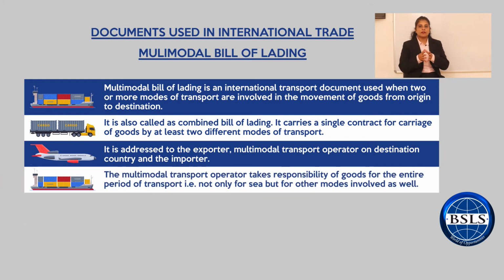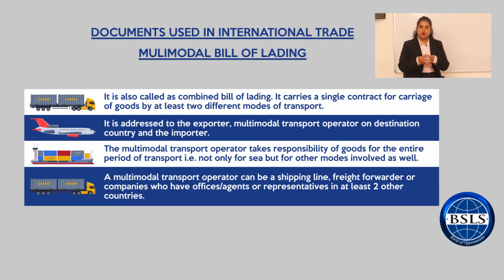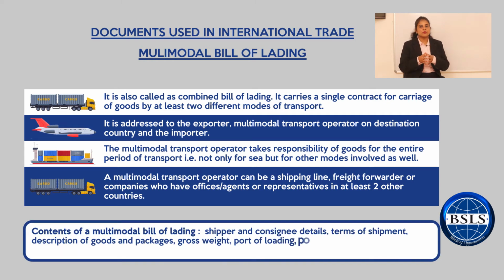A multimodal transport operator takes the responsibility for the goods through the entire period of transportation. A multimodal transport operator can be a shipping line, a forwarder, or a company who have offices or agents in at least two countries. Contents of a multimodal bill of lading include details of the shipper, consignee, transportation modes, description of the goods, quantity, terms of shipment, etc.